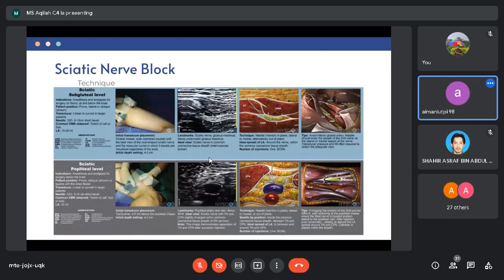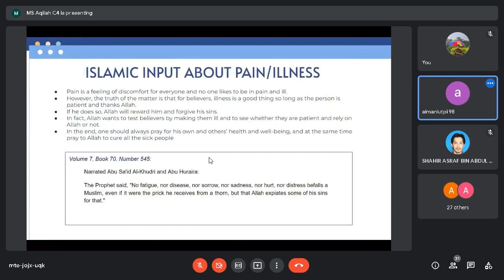That's all for lower and upper nerve block. Okay, thank you.